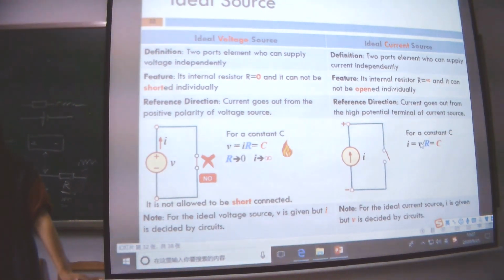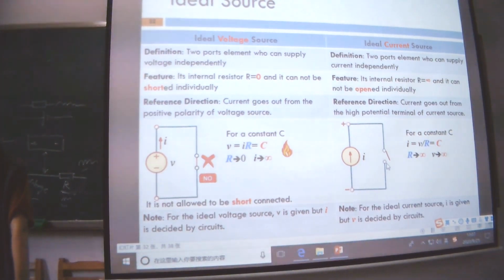Okay, from Ohm's law, we reform it like this: I equal to V over R, and we make it a constant because we just think it's a DC constant current source, okay? And then, if we close this switch, what will happen?